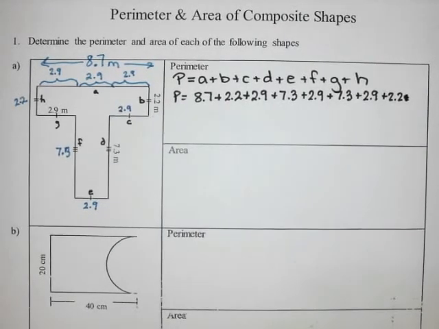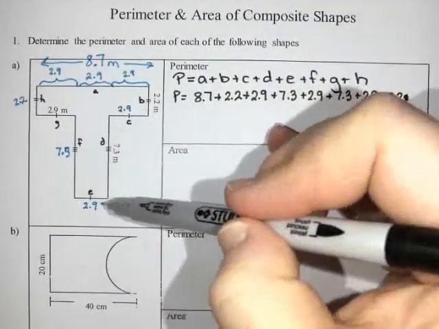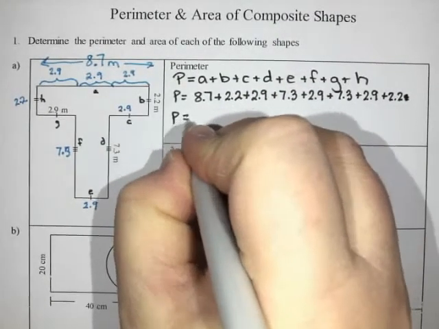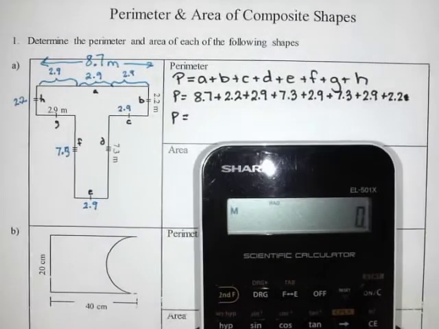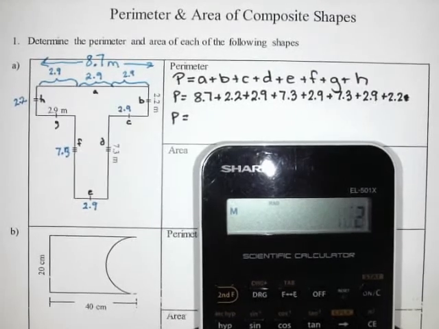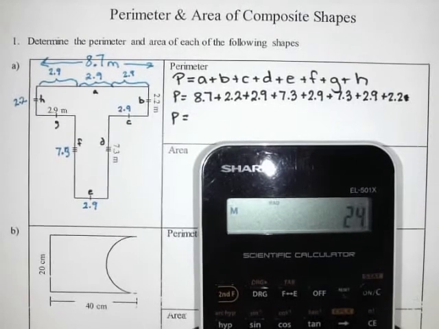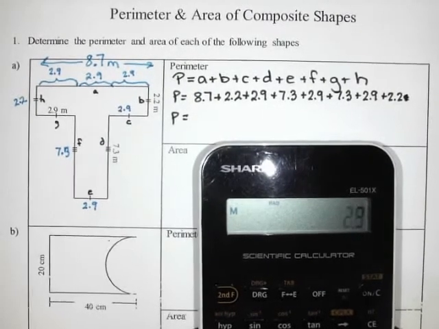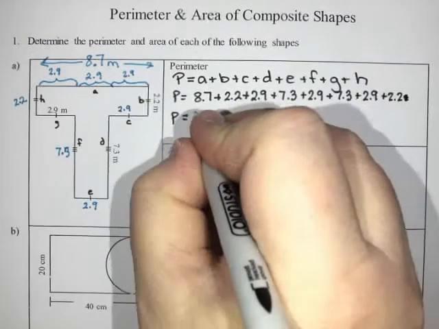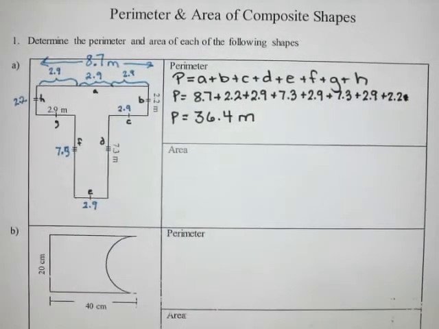Because there are sides that are the same, you could have done 2.2 times 2 plus 2.9 times 3 plus 7.3 times 2, and you could do it that way. I just added them all together. I'm going to try to do that on my calculator, and try really hard not to miss any sides. 8.7 plus 2.2 plus 2.9 plus 7.3 plus 2.9 plus 7.3 plus 2.9 plus 2.2 gives me 36.4. So the perimeter is 36.4, and these were all labeled in meters, so it is 36.4 meters.